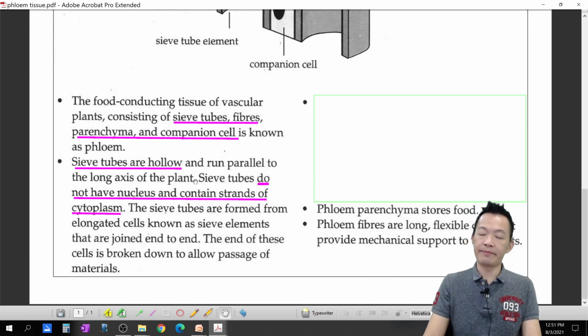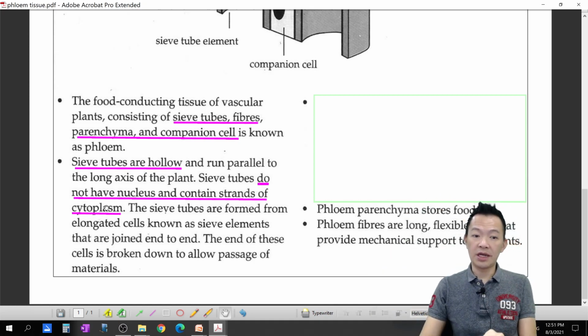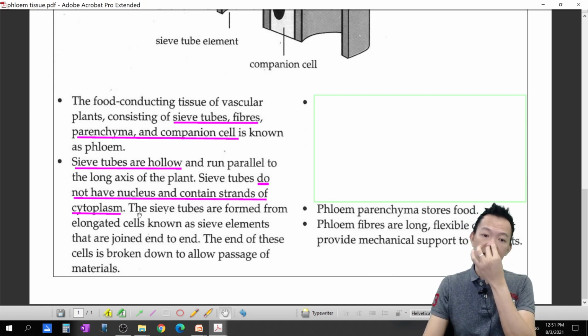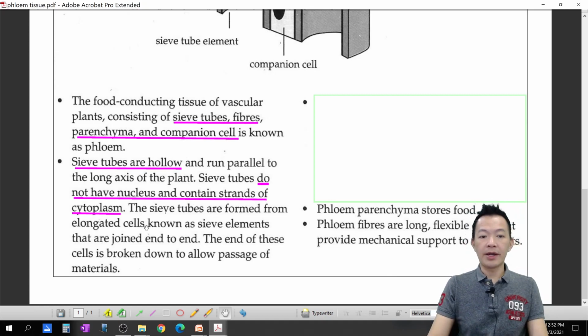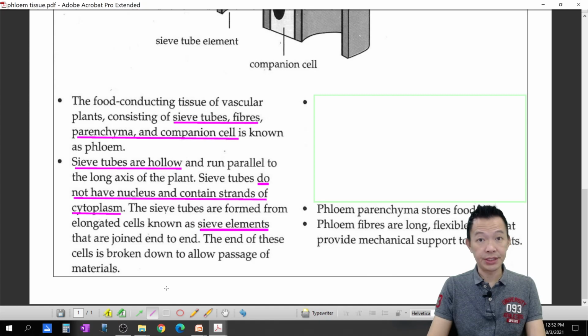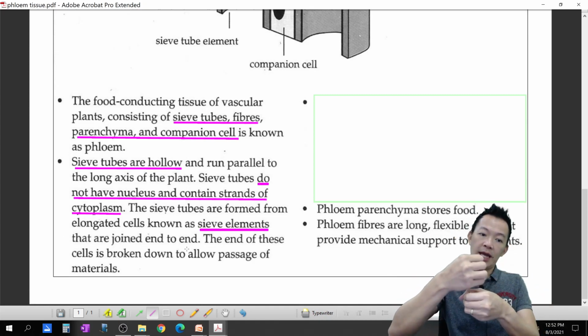to the long axis of the plant， 跟着植物这样走上去。Sieve tube do not have the nucleus， 这边的细胞叫 sieve element， 没有 nucleus，Okay, and contains string of cytoplasm， 然后它有一点点的 cytoplasm 呢。Okay, and the sieve tube are formed from elongated cells called sieve elements. So sieve tube 是谁制造成的呢？谁形成的呢？Sieve elements that are joined end to end. Sieve elements join end to end.